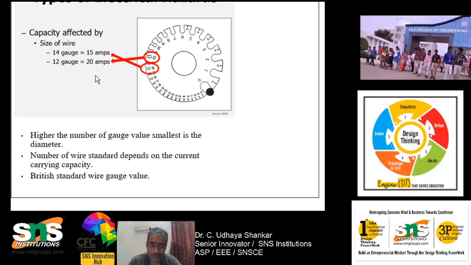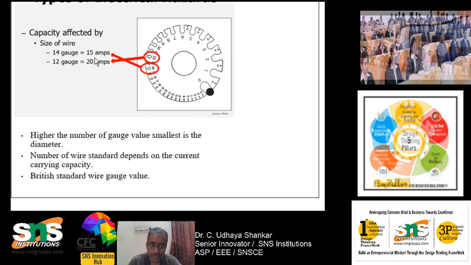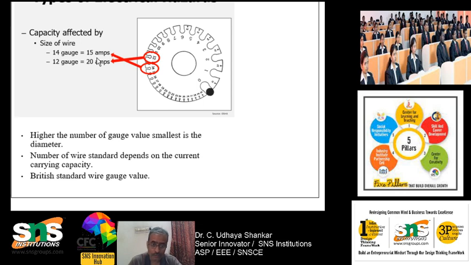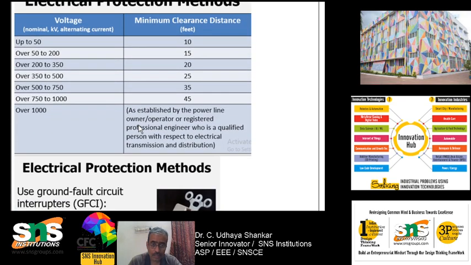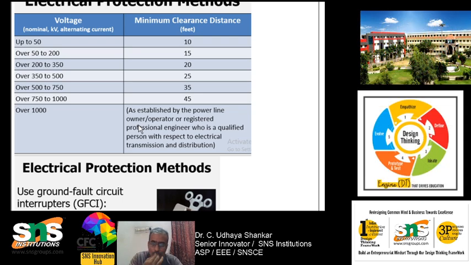If it is a 12 gauge wire, it can handle up to 20 amps. If it is a 14 gauge wire, it can handle up to 15 amps. So you can see that as the gauge number decreases, the amp rating of the wire increases. We have to use the proper wiring gauge in order to safeguard ourselves from electricity. That is very important.